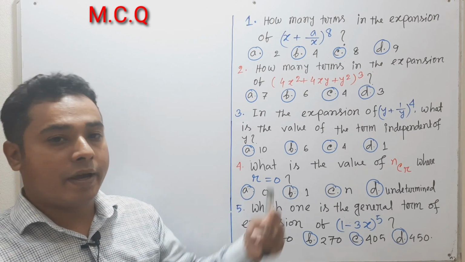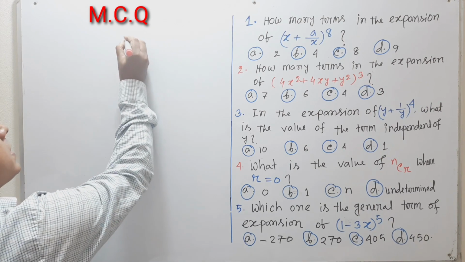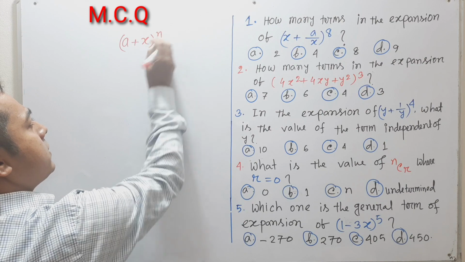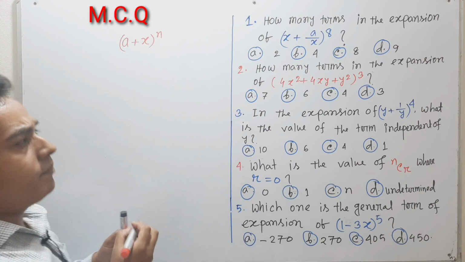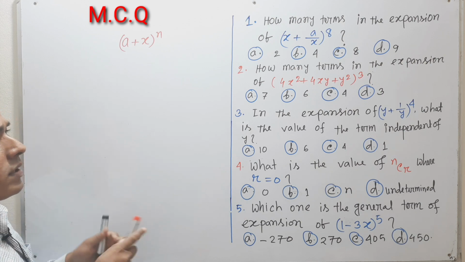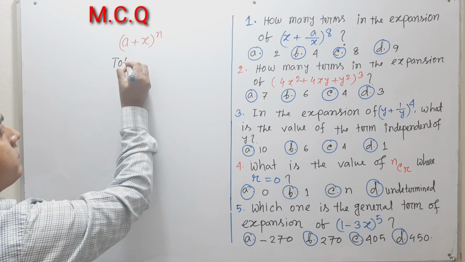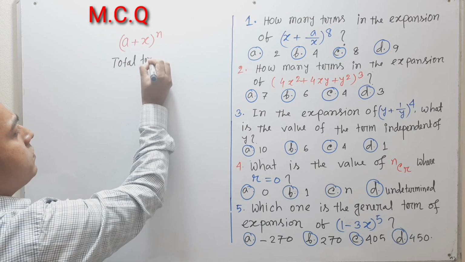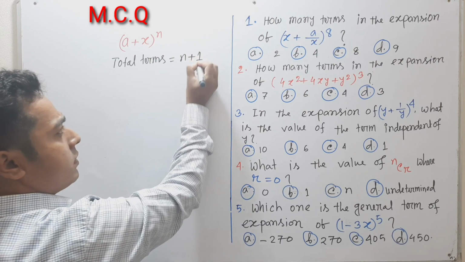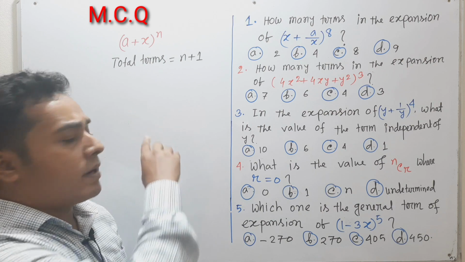Here, if the binomial term is (a + x) to the power n, this is a binomial term. Here the power is n, then total terms is equal to n plus 1. This is our formula. If power is n, then total terms is n plus 1.